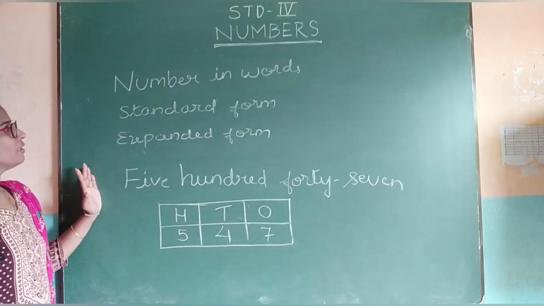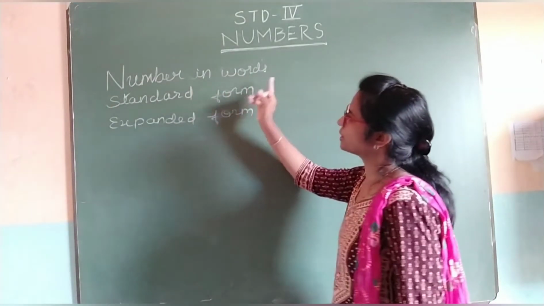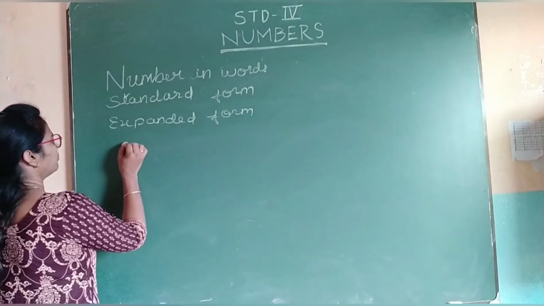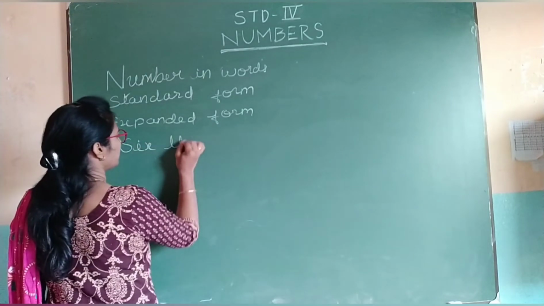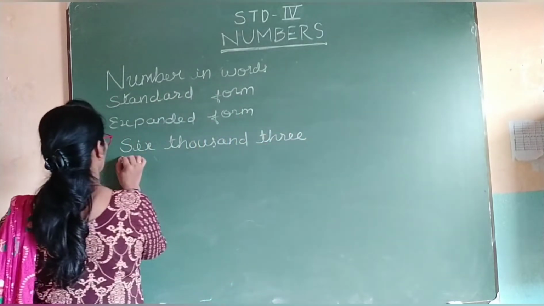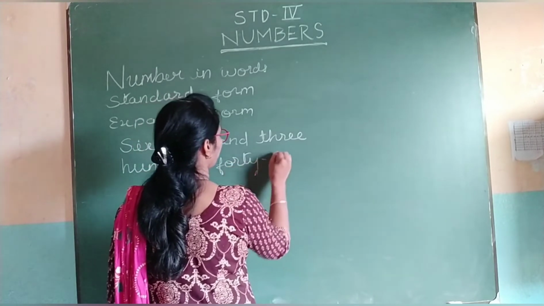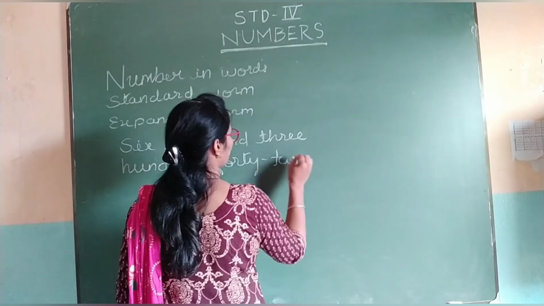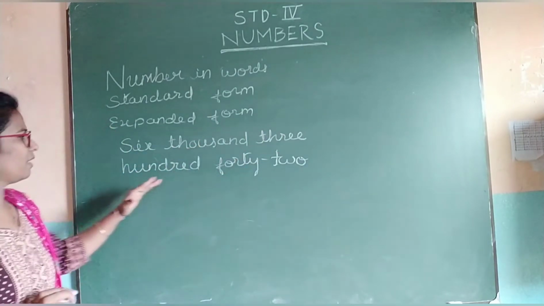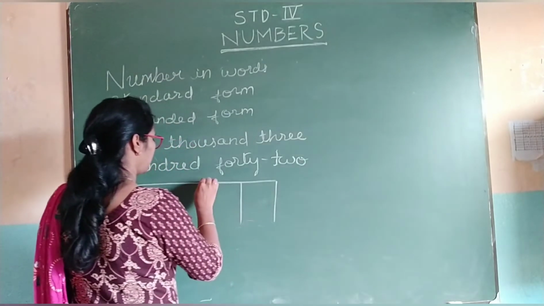So now, this number in words we have written in figures. First we will write number in words and then we will see what is standard form. First we will write a 4-digit number in words. 6,000, 42. So this is a 4-digit number, 6,342. So first we will write this number according to its place value.